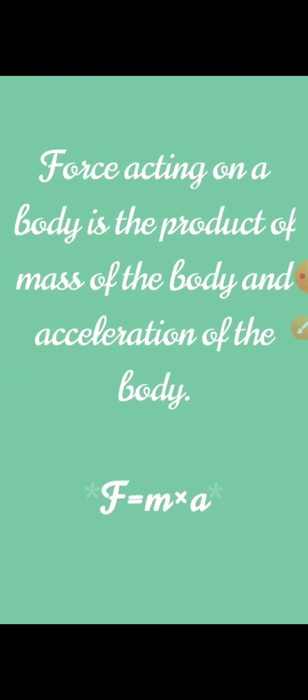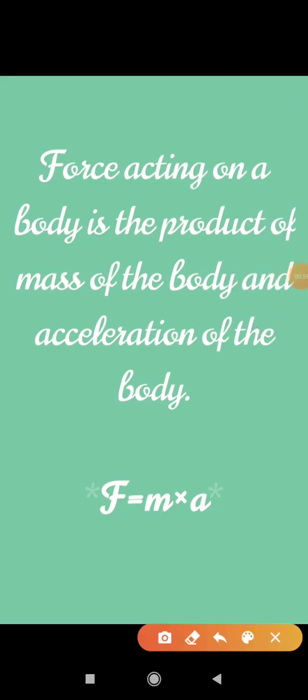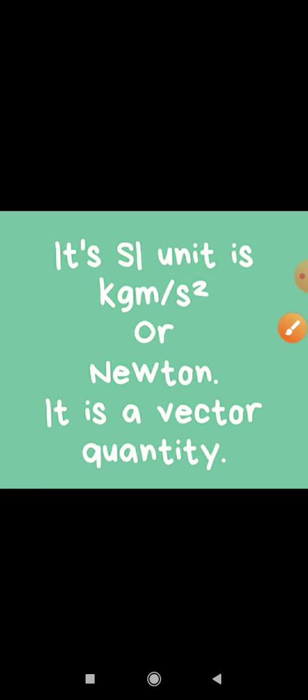Now in mathematical terms, how can we define force? Force acting on a body is the product of mass of the body and the acceleration of the body. F is equal to ma. Force is denoted by F, mass m, and acceleration a. So the product of mass and acceleration is the force of the body.